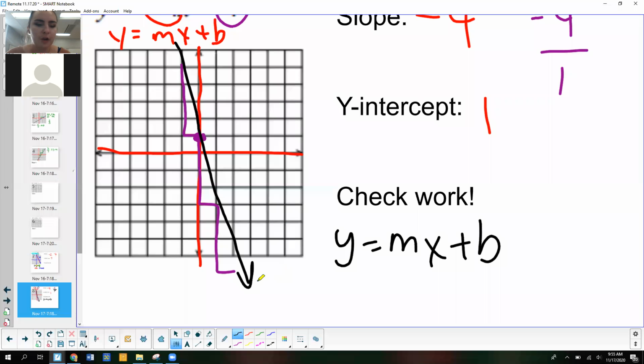so go ahead in the chat and type in anything that you need help with, or if you feel like you don't need help, if you feel like you're really good and ready to move on, type in I'm ready to move on and we'll get into more stuff. Finding slope, okay.